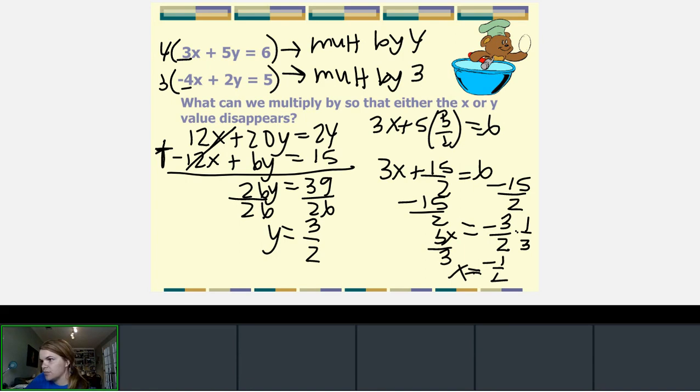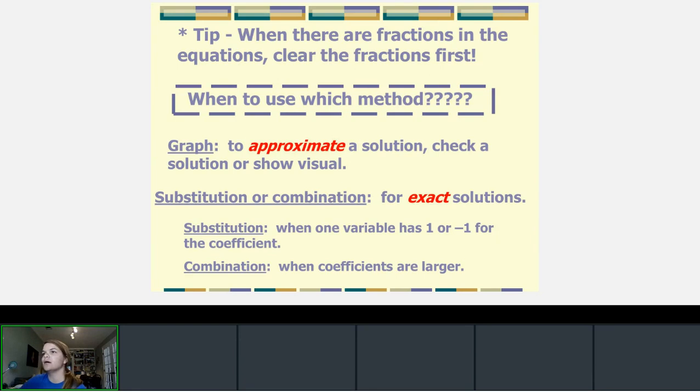So trying to get you guys some practice using fractions. So in this case, our solution would be negative 1/2, 3/2. And this is where we would want to use our elimination method, because on a graph, you're not going to be able to see perfectly where these cross. So that's the reason that we're using this combination method, because you're going to get some fractions when you do these sometimes. So a couple tips. When there are fractions in the equation, go ahead and clear those first.